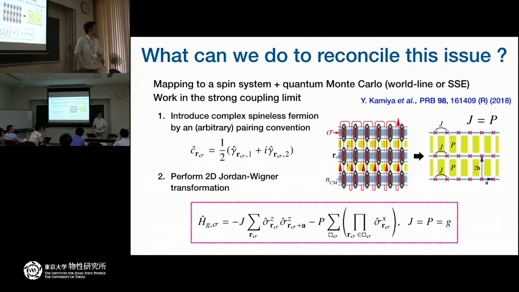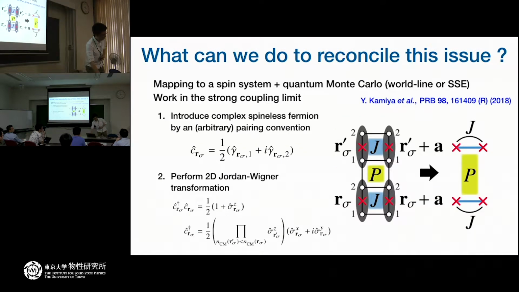Excuse me? Yes. When we map the spin model to fermions, we need some constraint to restrict the Hilbert space? No, it's actually a faithful transformation. To repeat, we have a Majorana fermion at each site, and I want to define one complex spinless fermion for each pair.